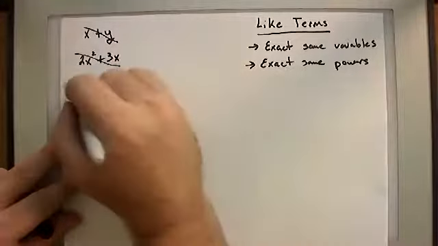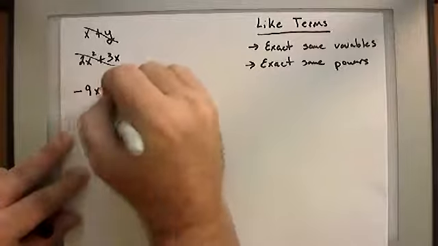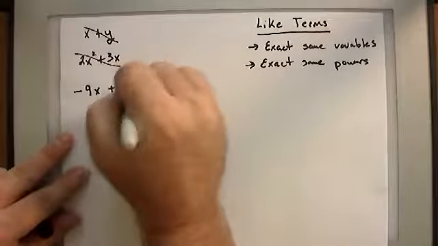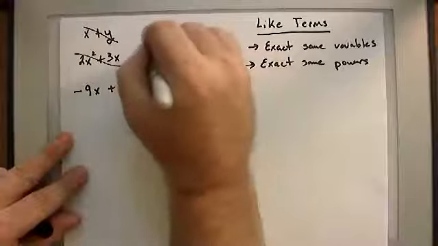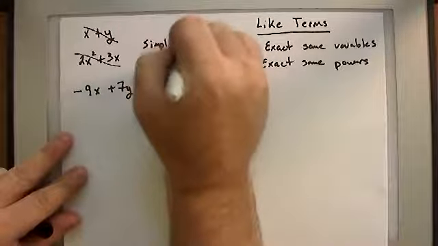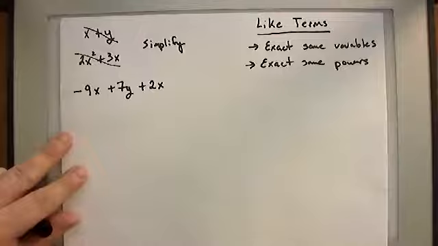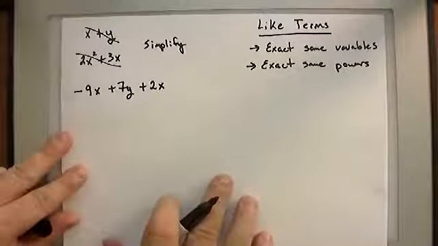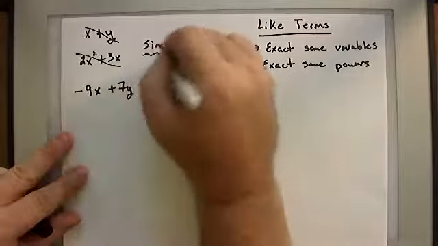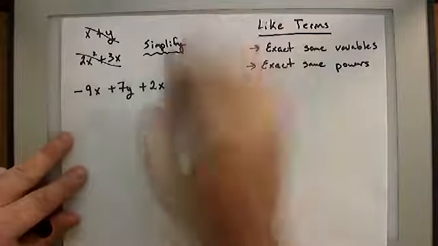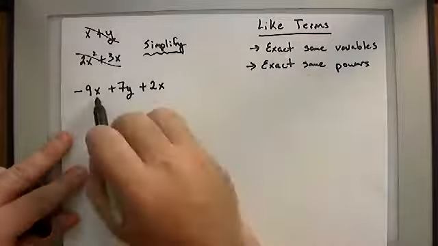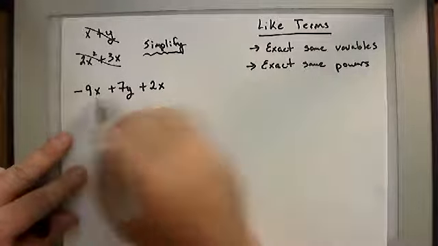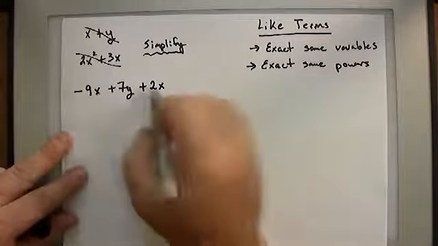What if I had something like negative 9x plus 7y plus 2x? And the instruction here would be simplify, which just means combine it down as much as possible. Here we do have like terms, right? You're going to want to pay attention because most of the homework's instruction is going to be simplify. Simplify in this case generally means combine like terms. So we have negative 9x. We have 7y, which will not combine with the x, and we have 2x.